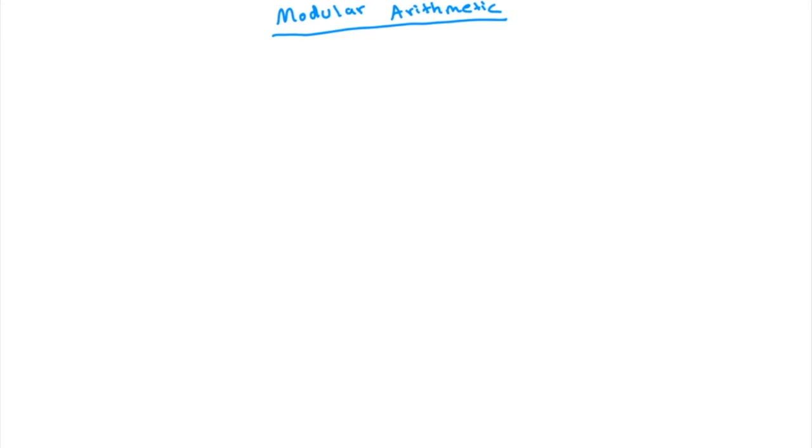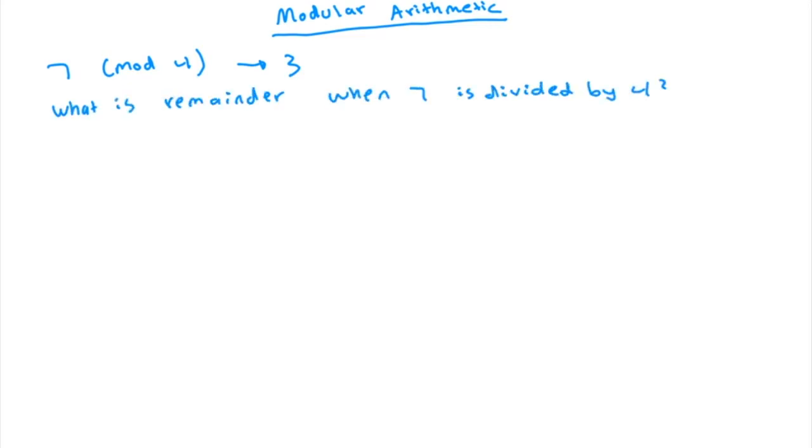What I mean by this is, let's say I have some number 7, and I'm asked to take mod 4 of it. This is the notation we write it in, 7 mod 4. The answer would be 3. What this basically asks us is, what is the remainder when 7 is divided by 4? The answer is, when 7 is divided by 4, the remainder is 3, right?